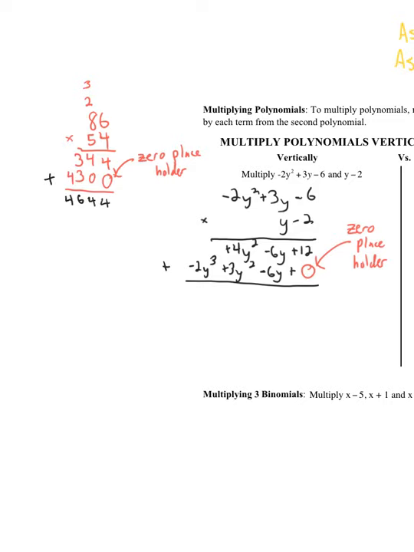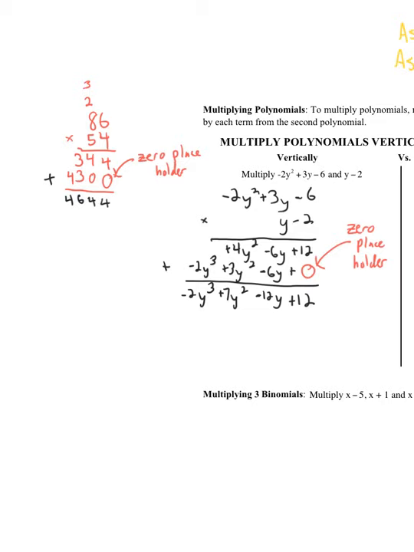And that's exactly what I do over here as well. I have the 12 plus 0 is 12. -6y minus 6 more y is -12y. 4y squared plus 3y squared, 7y squared. And I have a -2y cubed. That's vertical multiplication. All right.